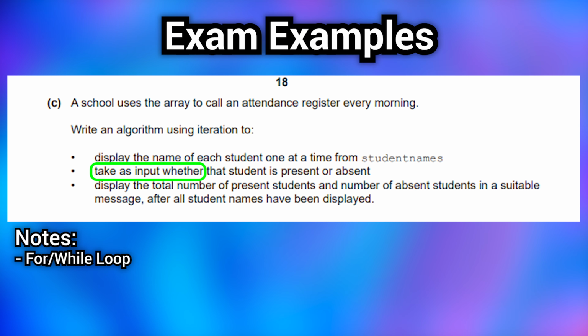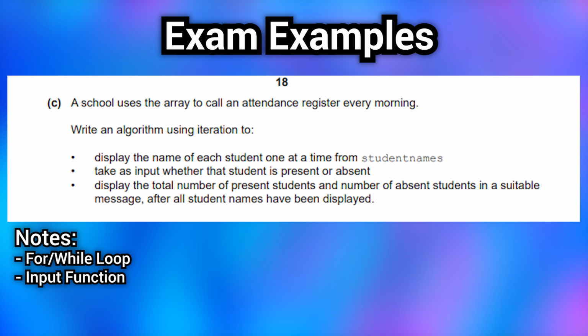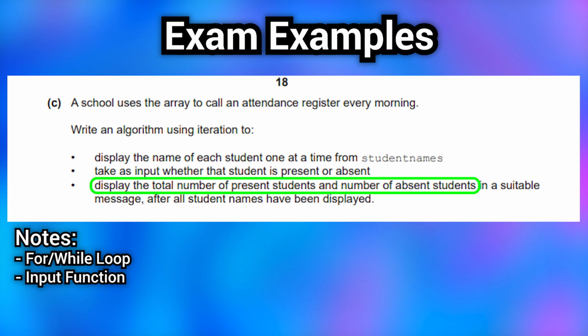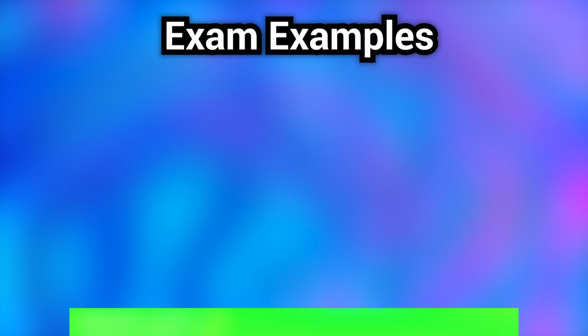Then it says take as input. So we're going to have to take the user's input by using the input function. We're also going to have to display the total number of present and absent students. So we're going to have to make some empty variables at the start. And this is how we do it.